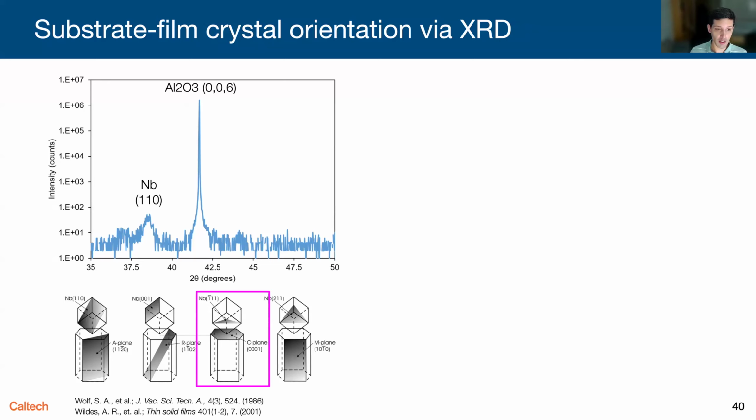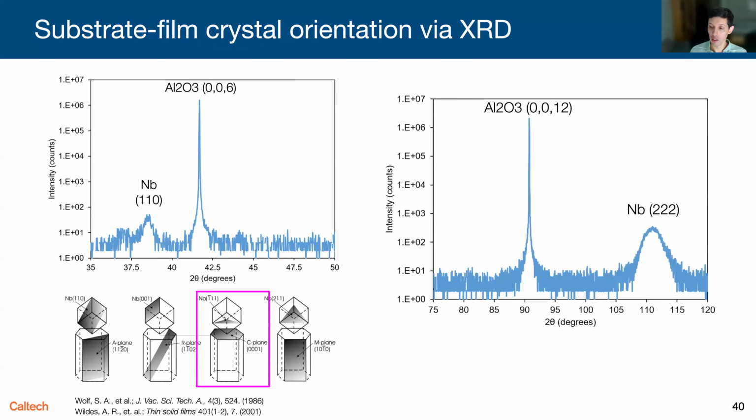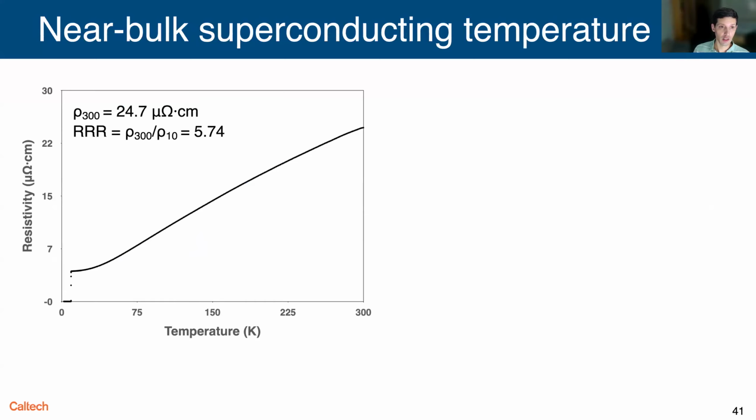And so this is not surprising. This is indicating this is a polycrystalline film with different orientations. If we look at the 222 peak, we can analyze the width, and we get a grain size of about 6 nanometers.